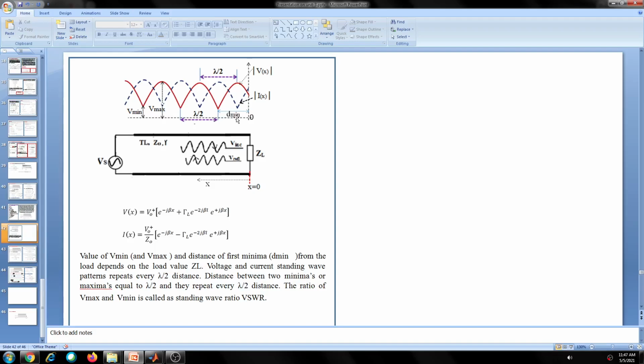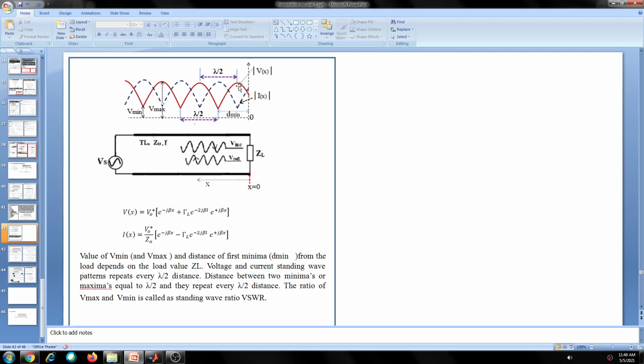Whenever you find a minimum voltage, you stop and measure the distance, which is called the first minima distance from the load. So start moving from the load point and move like this. Whenever you come across a minimum voltage, after which the voltage will start increasing again, you stop there and measure the distance from the load to that point. It is called the first minimum distance, D minimum.